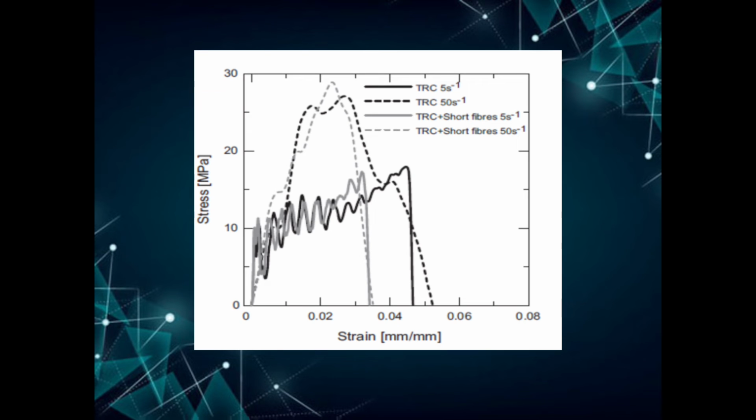This figure shows typical stress-strain curves obtained at high strain rate on TRC specimens with and without short fiber. The shapes of the curves differ significantly from those obtained for lower strain rate. However, there was a similar multiple cracking pattern in combination with strain hardening behavior.